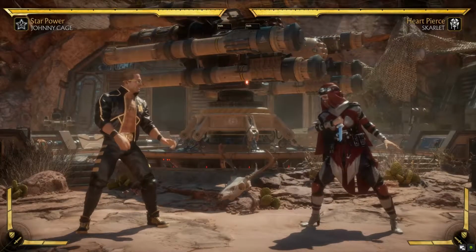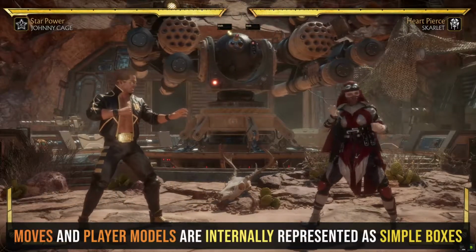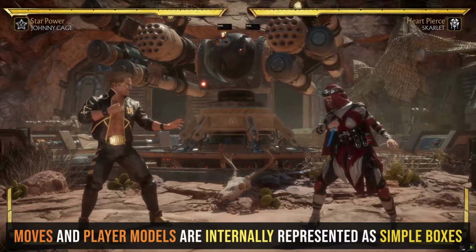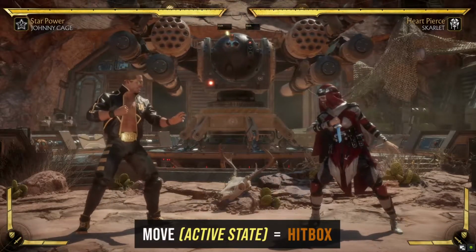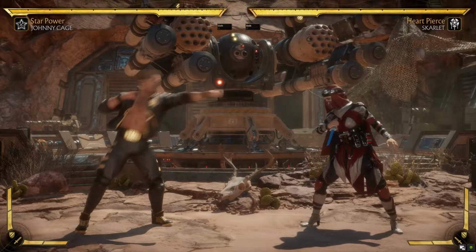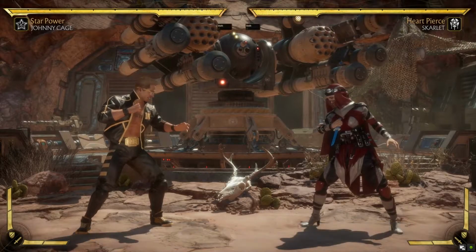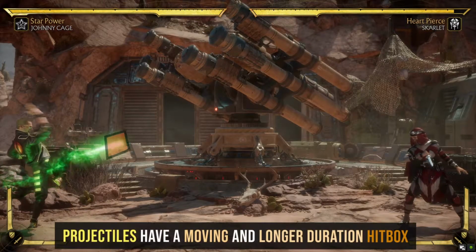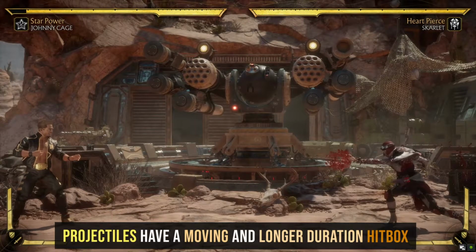The game internally represents moves and players in terms of simple rectangular boxes. Moves are represented by hitboxes when they are in their active state. Here you can see that the hitbox of a standing jab only exists for a very small duration in the active state of the move. Projectiles, on the other hand, have a long active state with a moving hitbox that controls a large space on the screen for an extended duration.